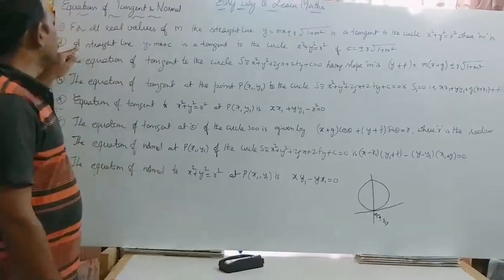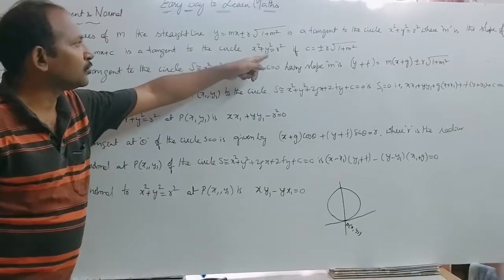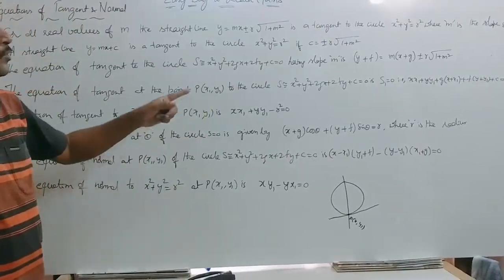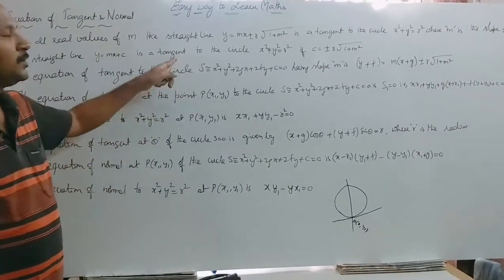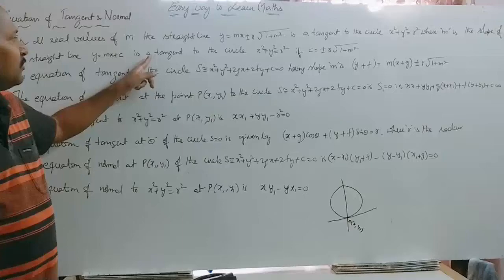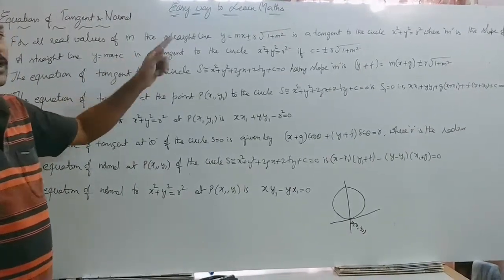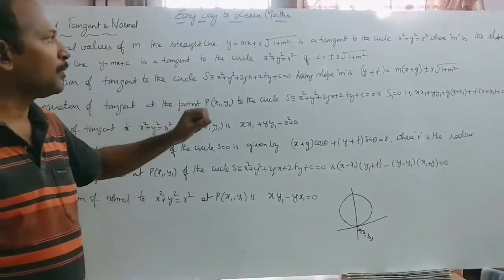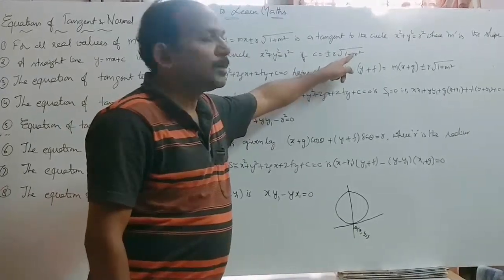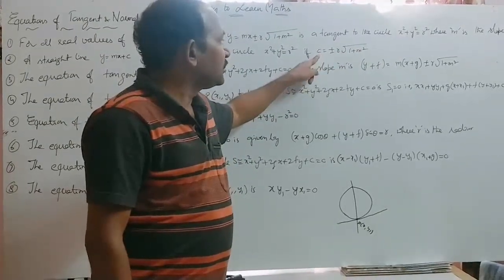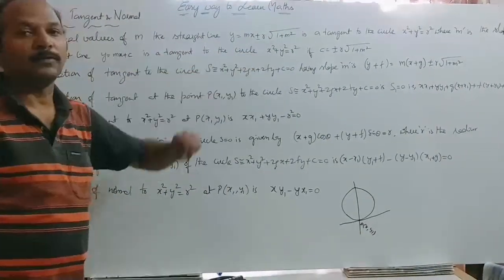Next, a straight line y = mx + c is a tangent to the circle x² + y² = r² if c = ± r√(1 + m²). It is the condition for the line y = mx + c, which is in the slope-intercept form, to become a tangent. It has to satisfy the property c = ± r√(1 + m²). If this condition is satisfied, then this equation becomes a tangent to the circle.